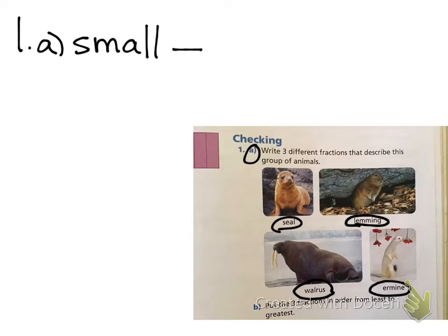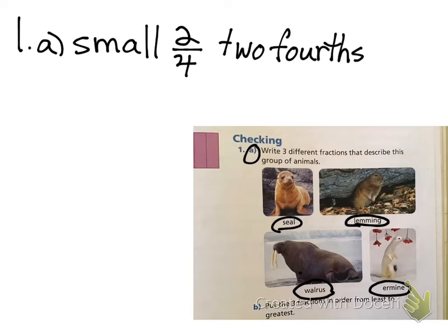Okay, the seal is a big animal, the walrus is a big animal. The lemming is quite small and the ermine is quite small. So 2 of them are small. That's what goes on the top. The bottom number should be the total number of animals. 1, 2, 3, 4. There are 4 animals all together. So we say there are 2/4. You don't have to write this down, but here's how you would say it. 2/4. I want you to say that.